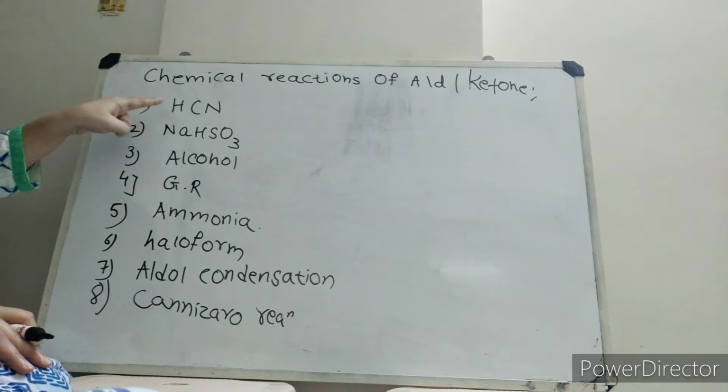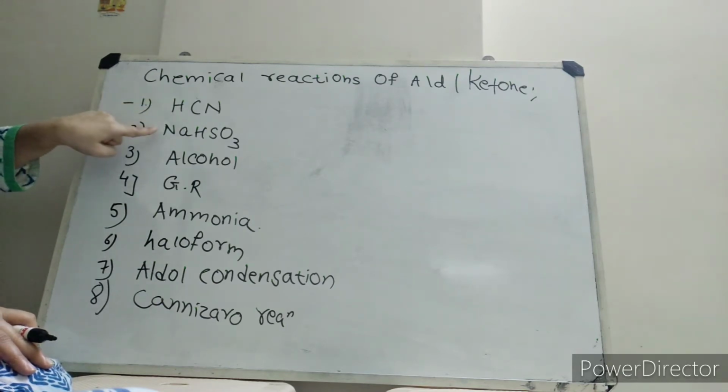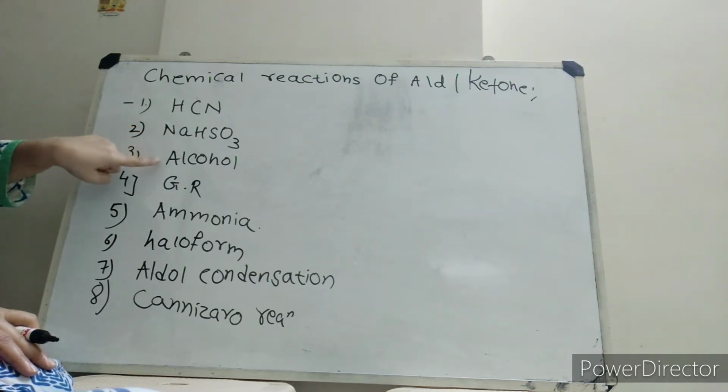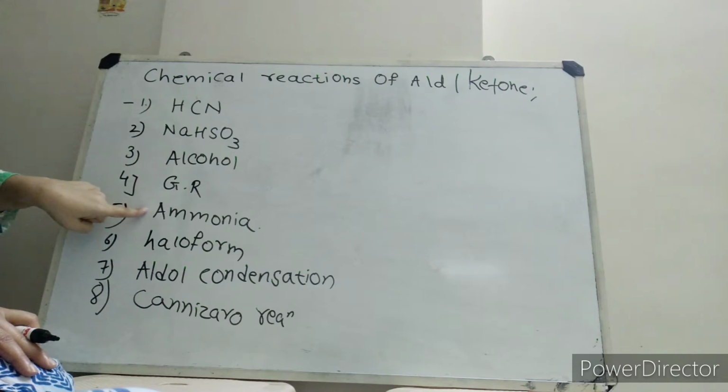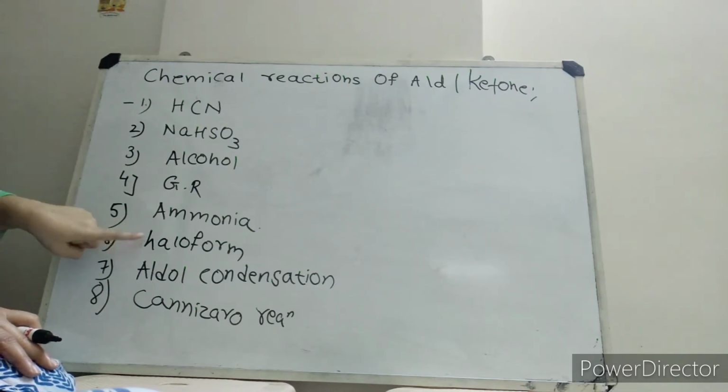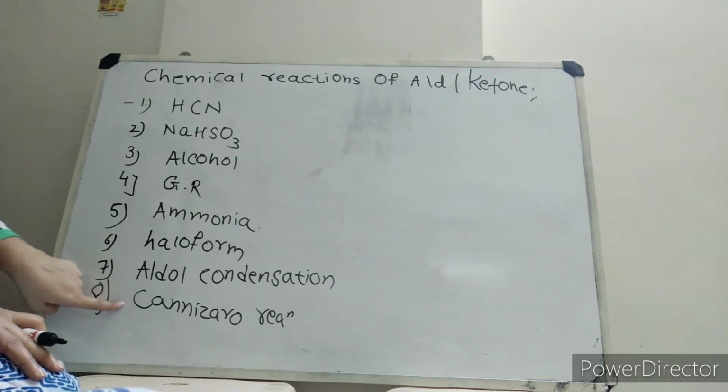The first one with HCN, hydrogen cyanide, with NaHSO3, sodium bisulfite, with alcohol, two-step reaction, with Grignard's reagent, with ammonia derivative, haloform reaction, aldol condensation, and the Cannizzaro-Rose reaction. So now we will start with one by one first.